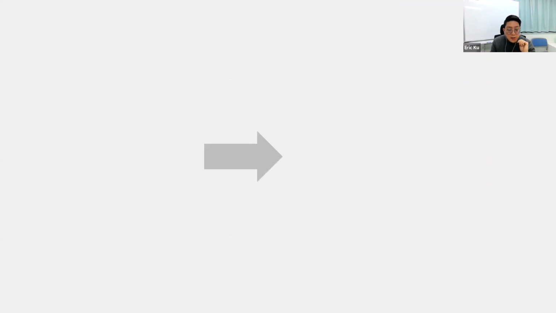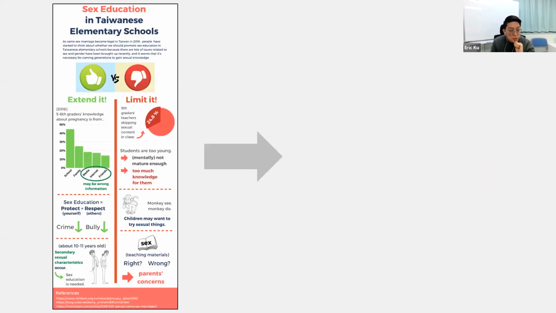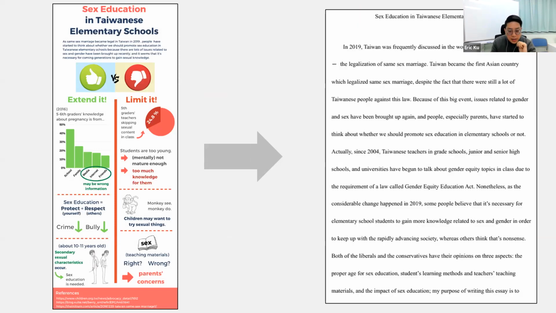Now, the third assignment, the compare and contrast, was supposed to be about 2 perspectives on a social issue. And so this student chose the social issue of sex education in Taiwanese elementary schools, and the pro and con arguments. And then they converted this into a paper.